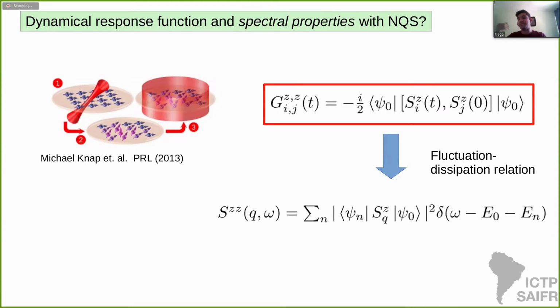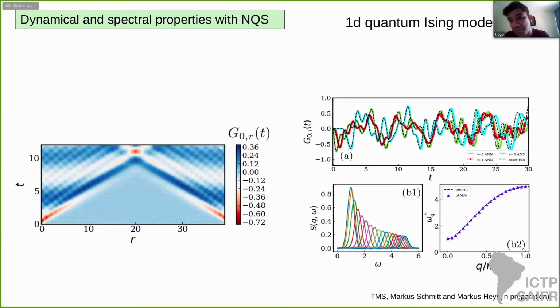And then we can also use fluctuation dissipation relations and compute spectral properties like the dynamical structure factor, for instance. All right, so let me show the preliminary results that we have so far. Basically, we try to benchmark this approach with simple but realistic models, in the sense that they can be realized in this synthetic quantum system.